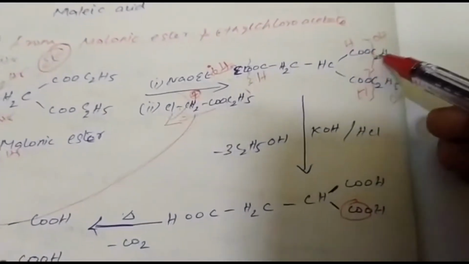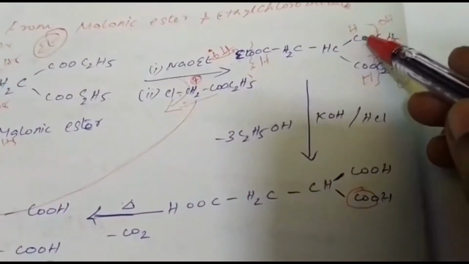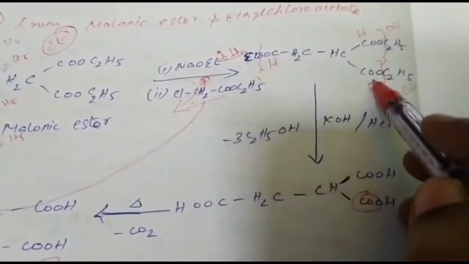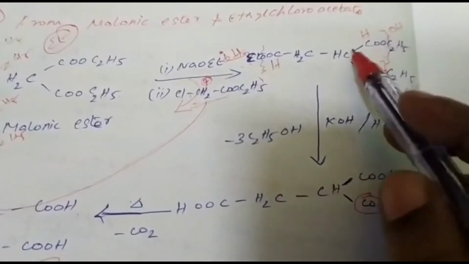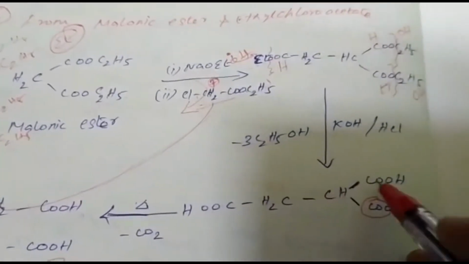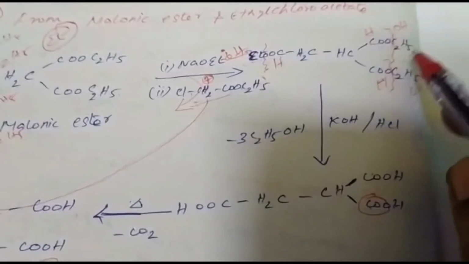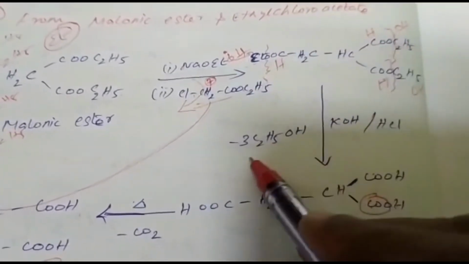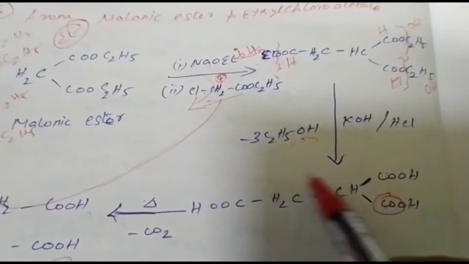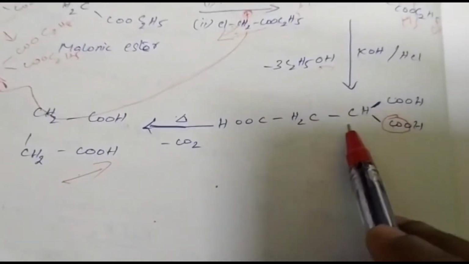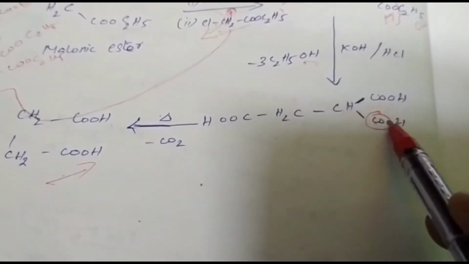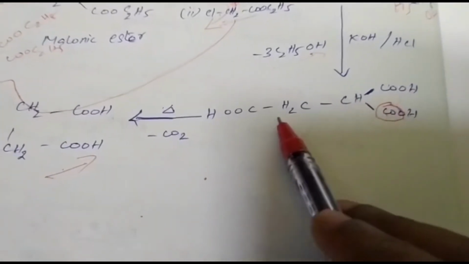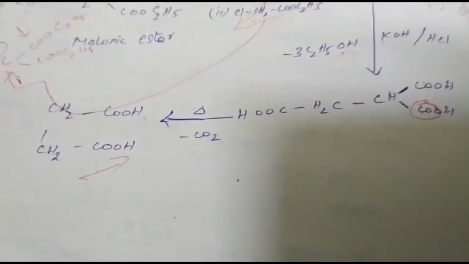It undergoes hydrolysis with base or acid. This ester linkage is cleaved, so hydrogen is added here, OH is added here. In a similar manner, these two ester groups undergo hydrolysis. So all the ester groups are converted to acid groups. The ethyl part is removed as ethanol. So totally 3 ester linkages are there, so 3 moles of ethanol are removed here. When this is heated, 1 mole of CO2 is eliminated. So what is the remaining thing? CH2COOH, CH2COOH, to get succinic acid as the product.